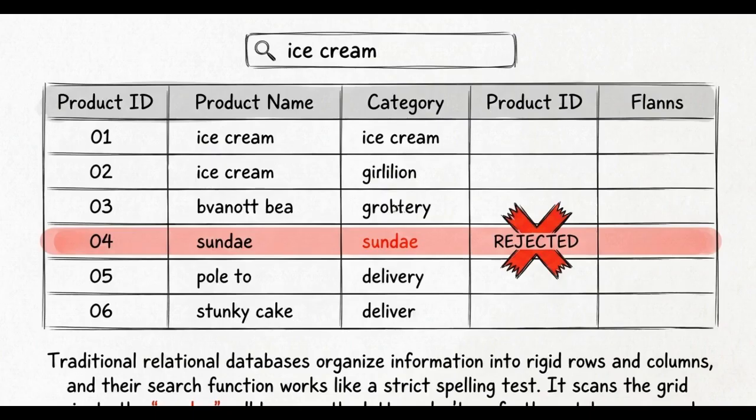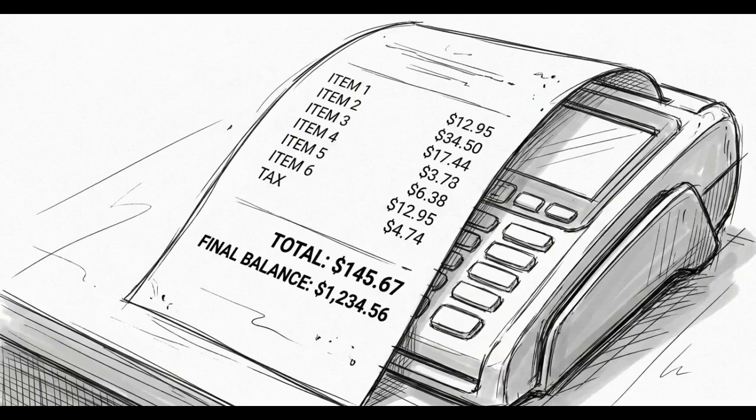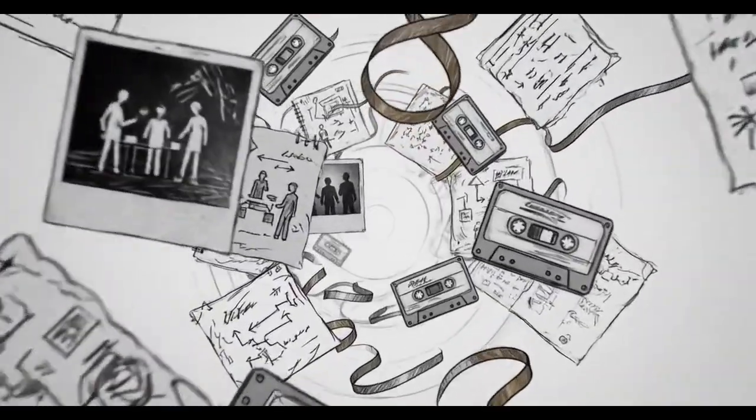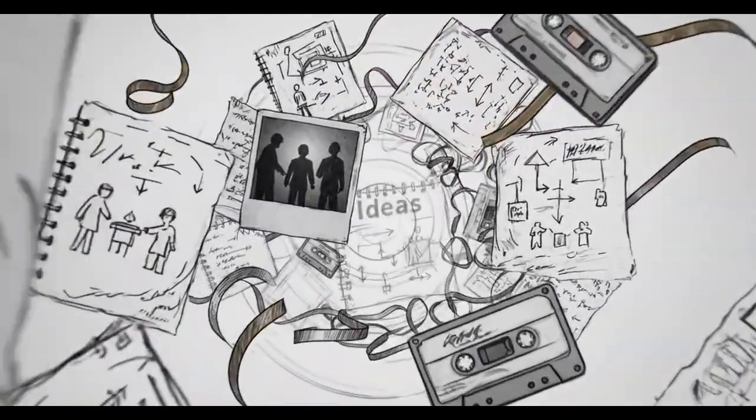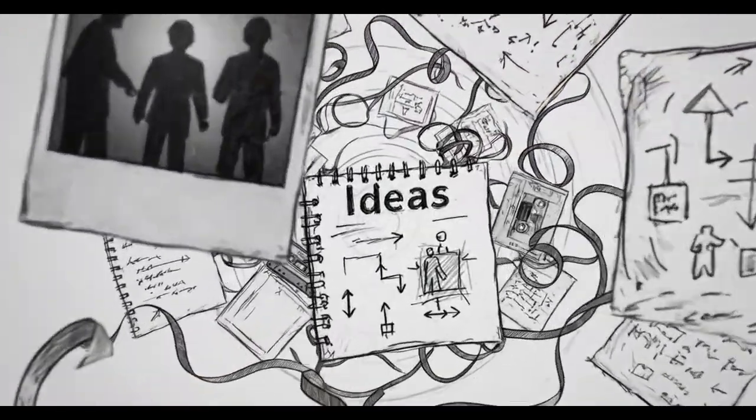Traditional relational databases organize information into rigid rows and columns, and their search function works like a strict spelling test. It scans the grid and rejects the Sunday cell because the letters don't perfectly match your search. That strict sorting is useful if you need to pull up a bank balance or an exact order number. But today, most of our information is messy. We are dealing with long text documents, images, and audio files.